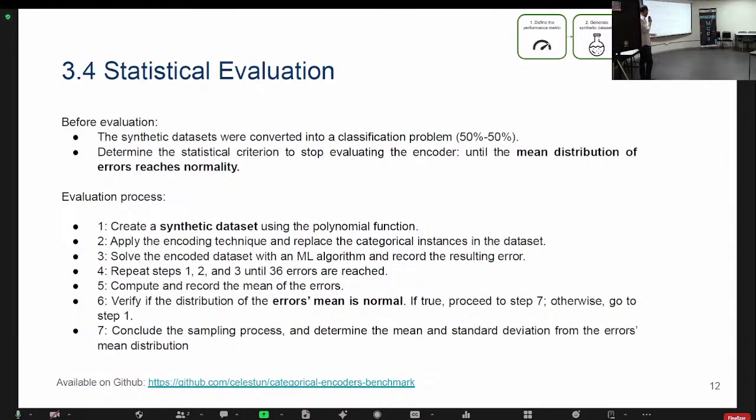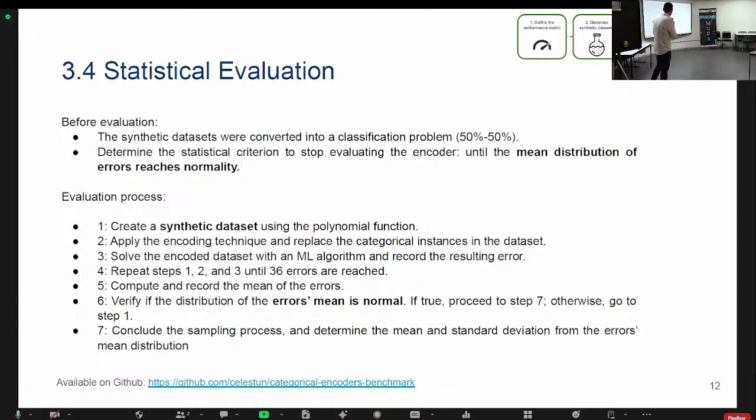And once we have at least 36 errors, we verify if the errors mean distribution is normal or Gaussian. If this is true, we proceed to step 7. Otherwise, we have to repeat all the previous steps. And finally, if we reach normality, we conclude the sampling process and determine the mean and the standard deviation from the errors mean distribution. And actually, this benchmark is also available and open in GitHub.